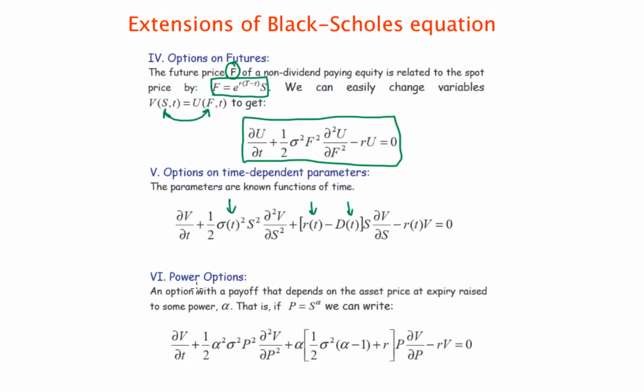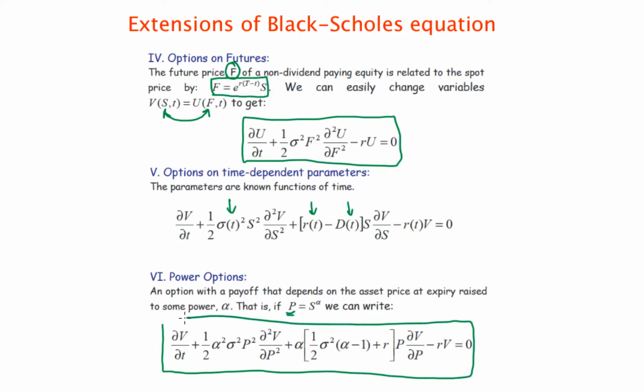Another extension is called power options. An option with a payoff that depends on the asset price at maturity raised to some power, in this case we'll call it alpha. That's P, it's going to be S to the alpha. So we can now write the Black-Scholes equation, instead of in terms of S, in terms of P, and the equation expressed now in terms of P will be given by this one. This is, therefore, the Black-Scholes equation for power options.